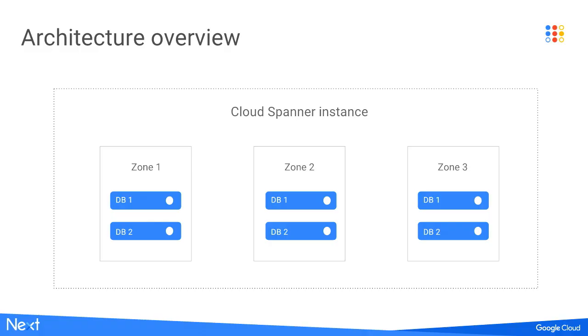So how does Spanner do this? I say that it's horizontally scalable, so what does that mean? For Cloud Spanner, you start with a Cloud Spanner instance. Robert is going to demo how to actually create one of these, and you can see how easy it is. But you create a Cloud Spanner instance.